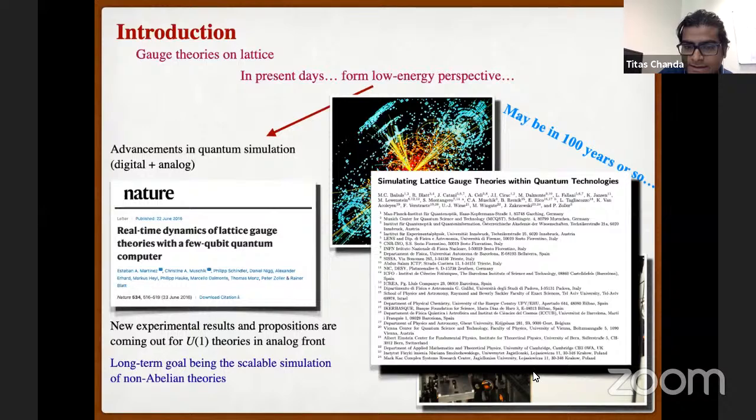And in this recent review, one can find the up-to-date results about experiments and experimental propositions. So this is very recent. If anyone is interested, please look at this nice review.